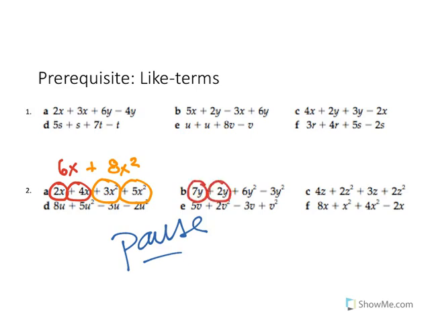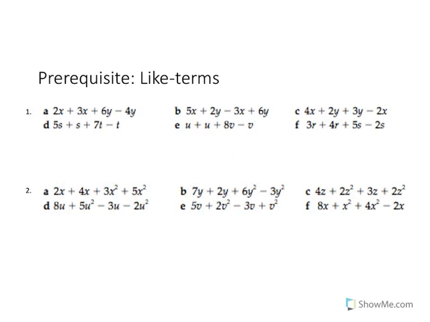7y plus 2y, it gives you 9y. Positive 6y squared minus 3y squared, that makes you positive 3y squared. That's it. So at this time, continue. So here we go. 4z and 3z makes 7z. 2z squared and 2z squared together makes 4z squared.